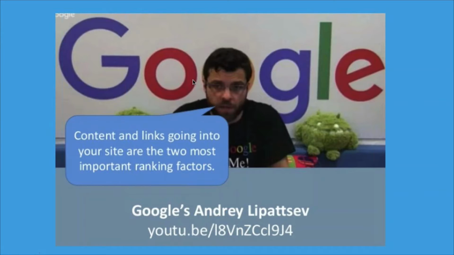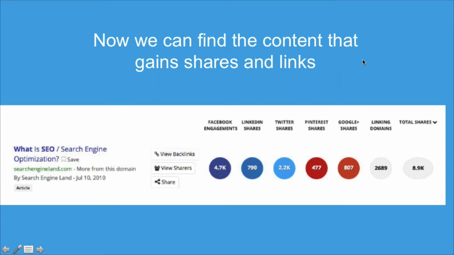Google at the moment is saying it doesn't take into account social sharing of content, but it definitely takes into account links from various domains. Now, not all links are the same. Some domains are worth more than others. I won't go into all of that today, but basically you want links from different domains. So what we can now do with BuzzSumo is find the content that gains shares and links.